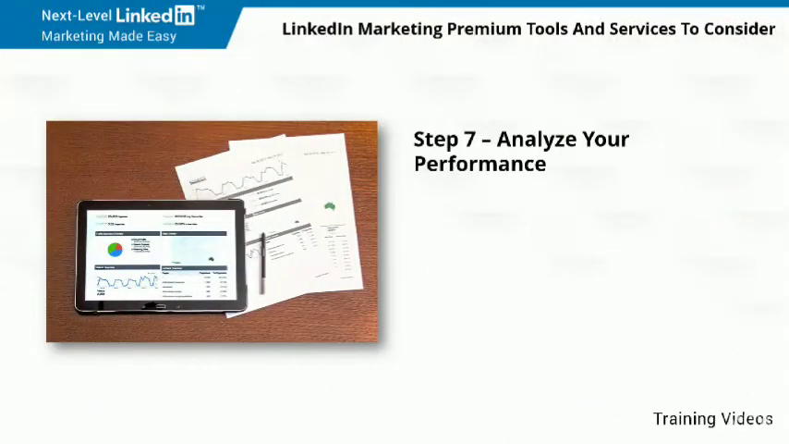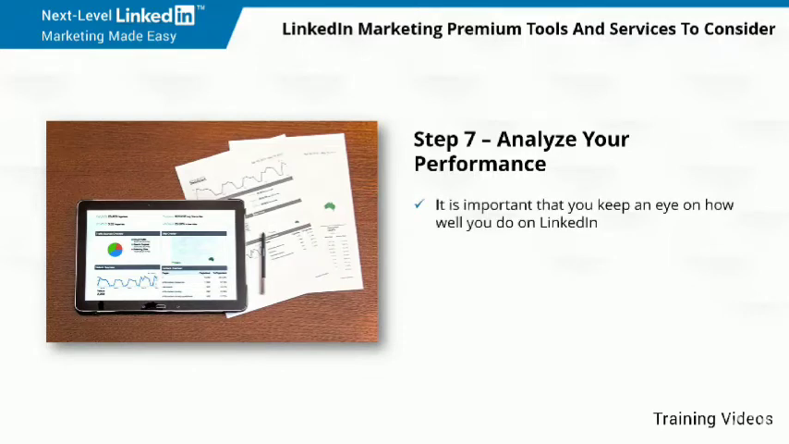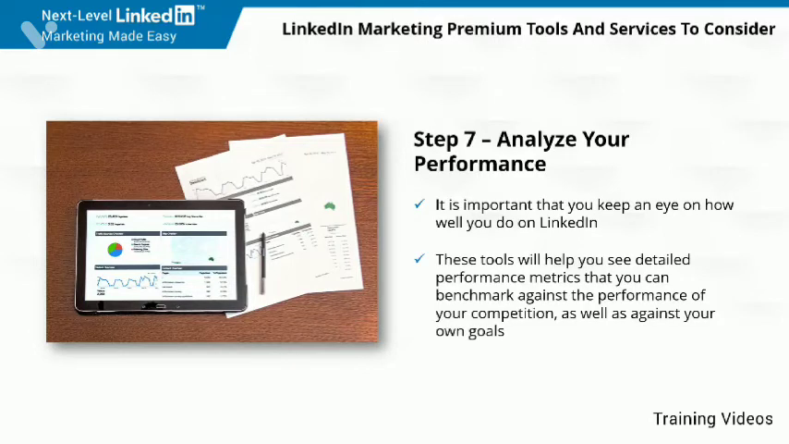Step number 7. Analyze your performance. It is important that you keep an eye on how well you do on LinkedIn. The platform makes it easy for you to monitor your performance through different analytics tools. LinkedIn Company Page Analytics, Analytics for Publishing, and Campaign Manager Analytics for ads and promoted posts. These tools will help you see detailed performance metrics that you can benchmark against the performance of your competition, as well as against your own goals. This can help you see which are your strong areas and which areas you need to improve.